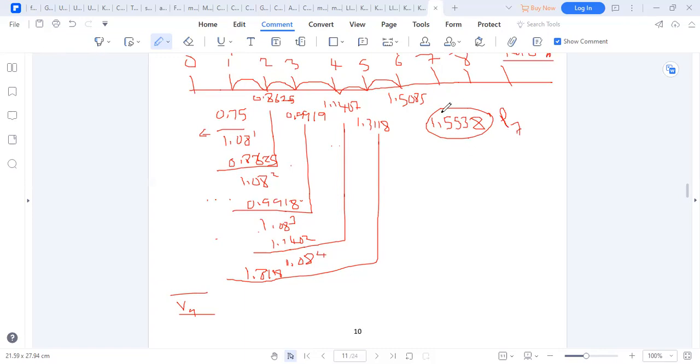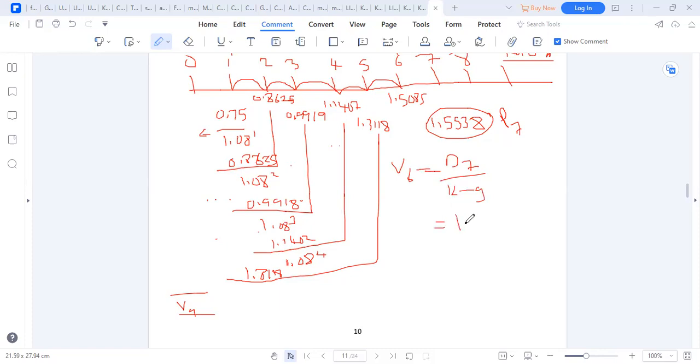If you listen carefully, what do we do to this 1.5538? We divide it by K minus G. Is that true? Yes. So we'll discount it. We'll divide it by K minus G by taking it a step backward. So V6 will be D7 over K minus G, correct?